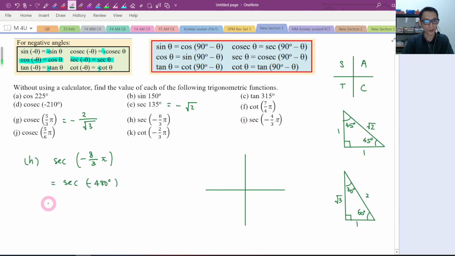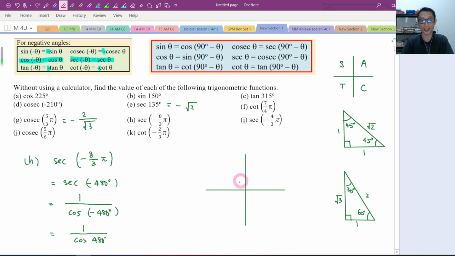-480 degree. So this is equal to 1 over cosine -480 degree. So next step, I'm going to change this negative angle to a positive angle, as we did just now using these rules. Still remember, we change the angle to positive and then we add a negative sign in front of it. But for cosine and secant, we don't have to add a negative sign. Just change the angle to a positive angle.